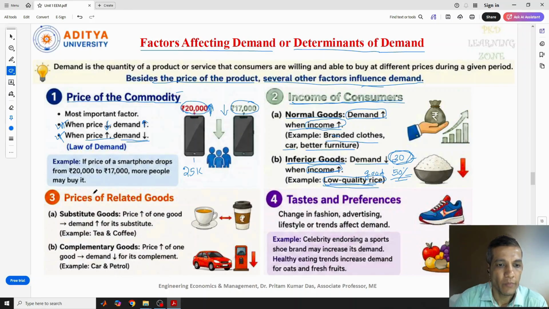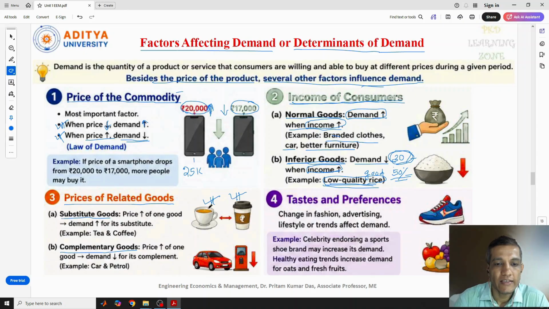The next one is prices of the related goods. Prices of the related goods are correlated to each other. The first one is substitute goods and the second one is complementary goods. Substitute goods are goods that can replace each other. I've taken an example of tea and coffee. Some other examples can be butter and margarine.